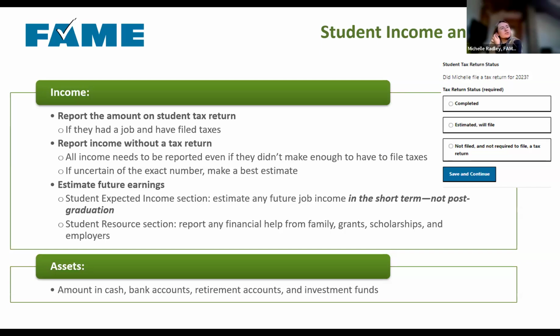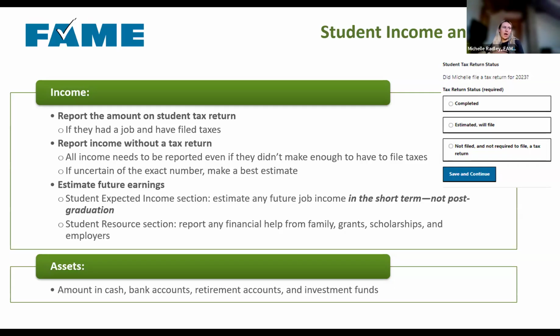Alrighty, so looking a little bit at the student's income and assets. So we talked about the parent portion, obviously a lot of information there, but the student's portion looks a little bit different as well. So reporting not just the tax return information for the student, but if they had a job at all and they accumulated income, this is something that they're going to need to answer questions about on the form.